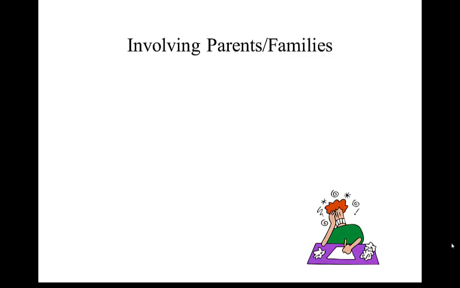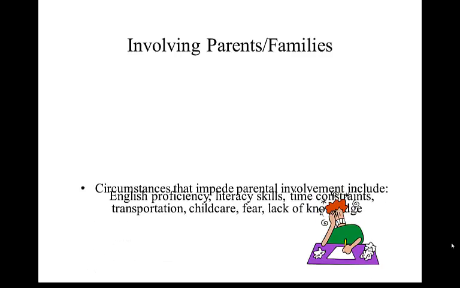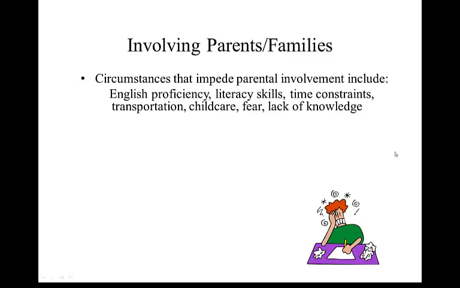Another issue is that often parents and families have barriers to participating in classroom events. For example, parents might lack the English proficiency or the literacy skills to participate. They might have time constraints if they're working two jobs or have additional children. They might not have transportation to and from the school, or available childcare. They may be scared of being involved with the school, which they see as an authority, or they might just have a lack of knowledge about what happens at school and how they're supposed to participate.